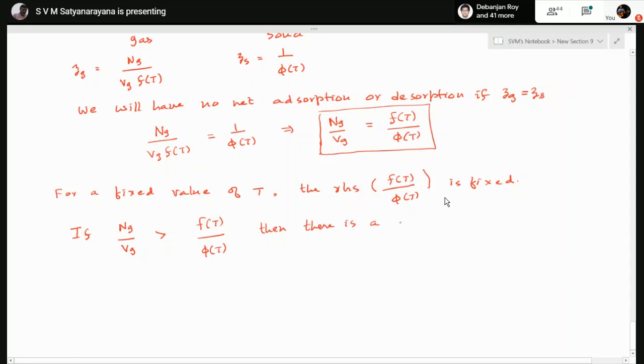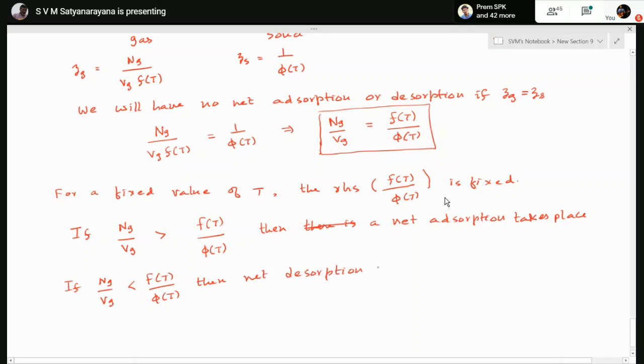Then there is a net absorption. That means absorption dominates. On the other hand, if Ng by Vg is less than f of T by phi of T, then net desorption takes place. There won't be any net absorption or desorption if Ng by Vg is equal to f of T by phi of T.